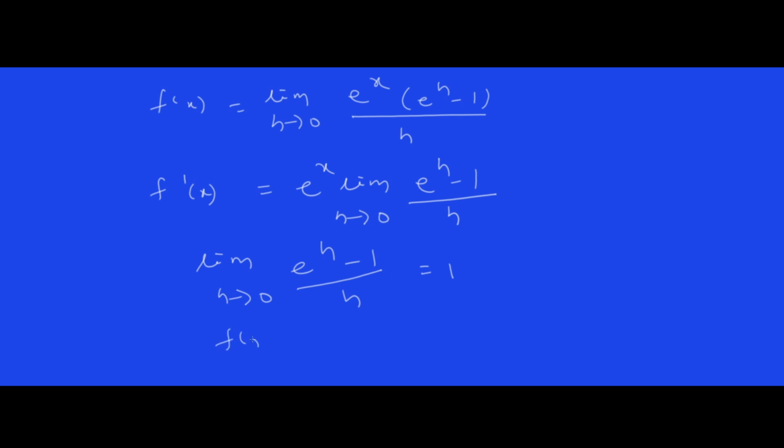Hence, f prime of x is equal to e to the power x into 1. Therefore, we can write f prime of x is equal to e to the power x. And there you have it. We have found that the derivative of e to the power x is just e to the power x.